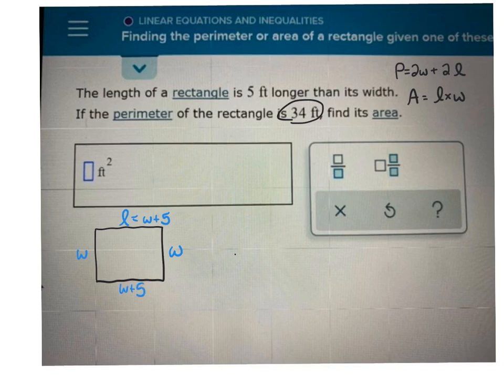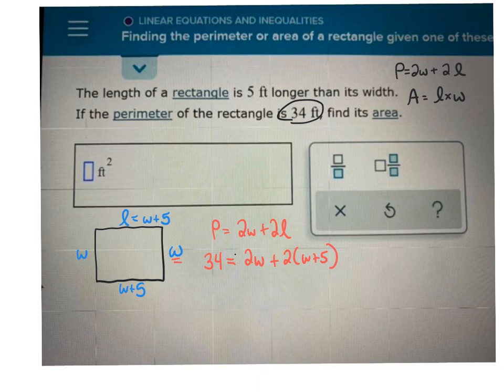The benefit of this is we now only have one variable. We have every side with a W. So from above, I know the perimeter is 2W plus 2L, and then I can just plug those values in. I know the perimeter is 34. I know the width is just W, so I'll keep it as W. And then the length is now W plus 5, so it's 2 times W plus 5. So now we have an equation that has our width as the only variable.